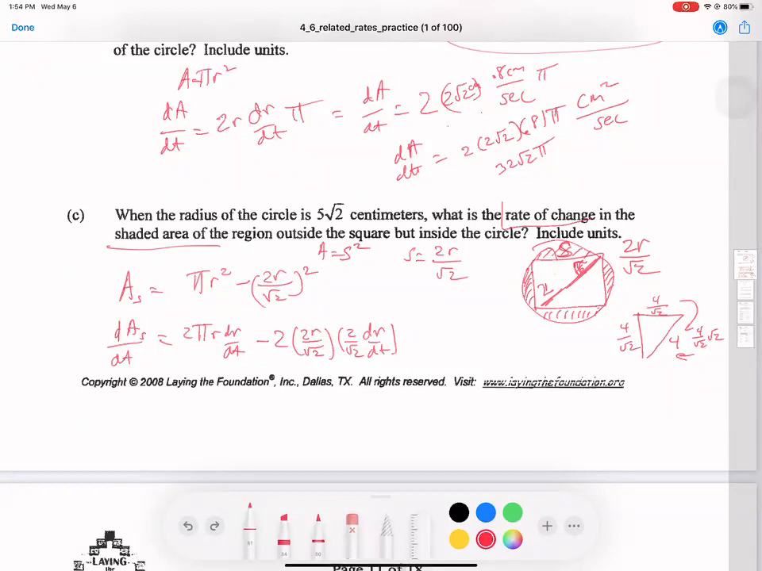We know what my r value is. This here would be 5 square root of 2 pi. We know that dr dt is 0.8, minus, we can multiply that, 2 times 2 is 8 over 2, the square root of 2, and r, which we said was 5 square root of 2, and dr dt was 0.8. Okay, and then the units, this would all be centimeters squared per second, because it's area.